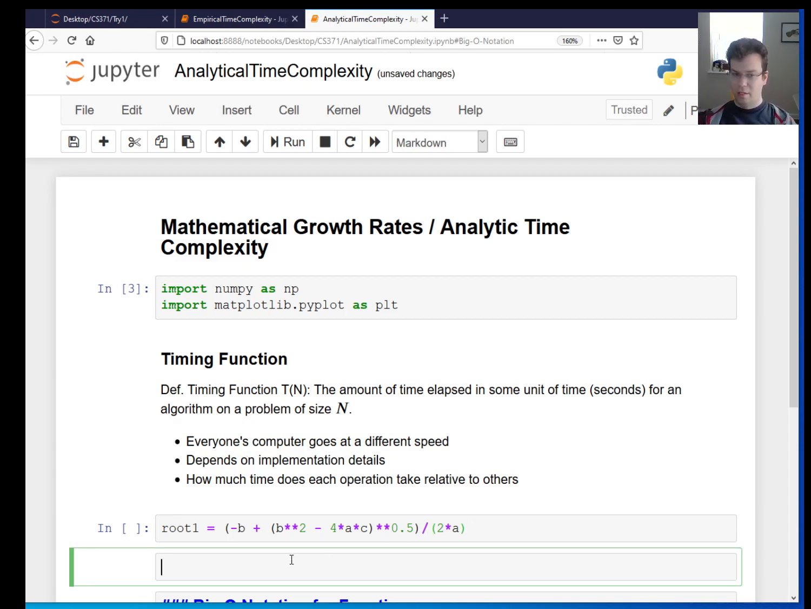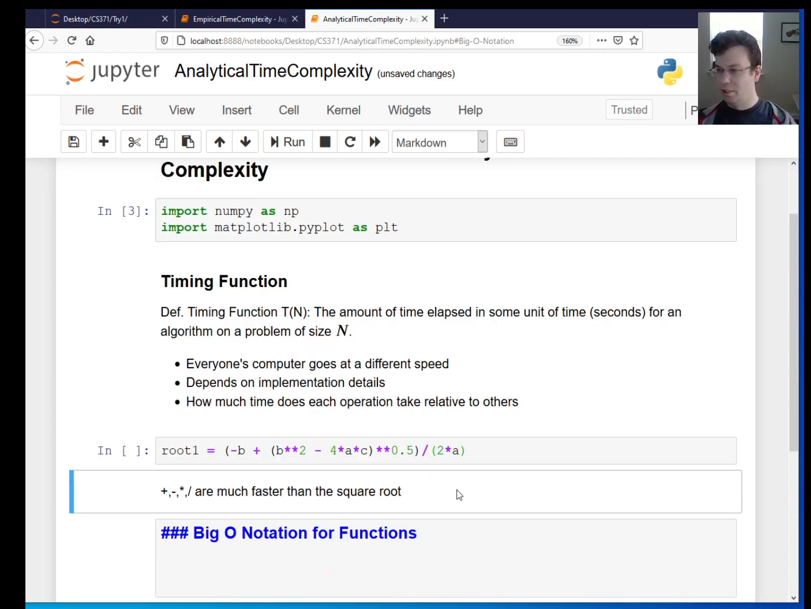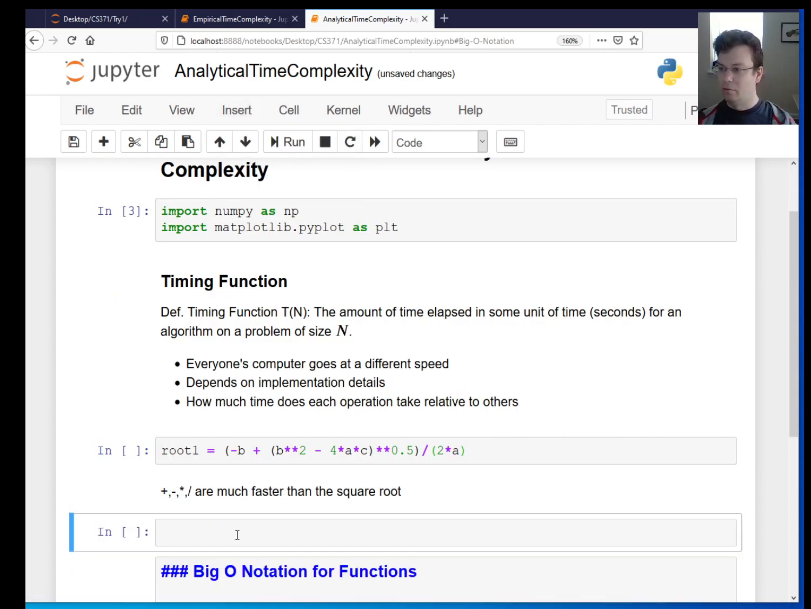And the point here is that there are a lot of operations going on, even in just this one line. The plus, minus, times, and division are much faster than the square root. So that's a bit annoying, that I would have to be so careful as I was defining this. Well, how long does square root take on my processor compared to the other ones?